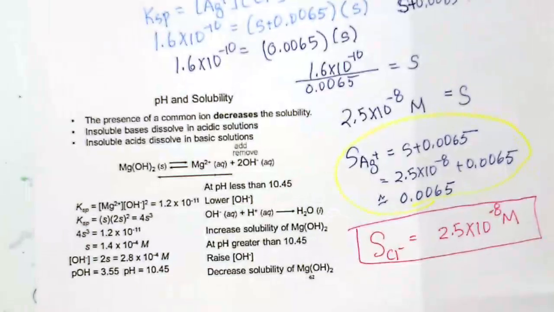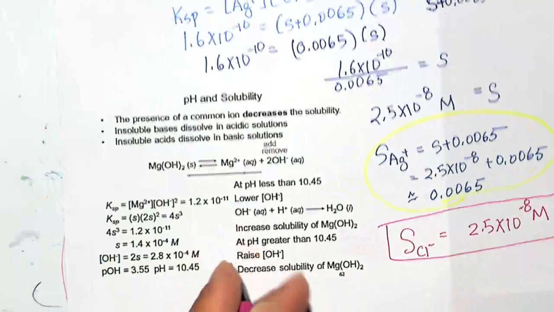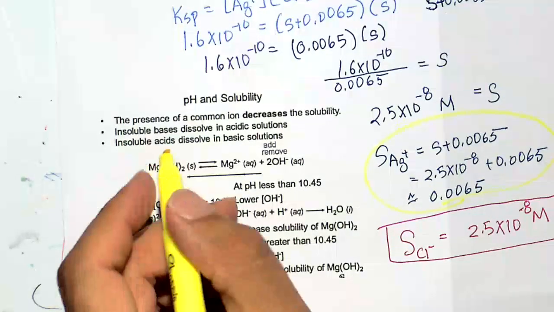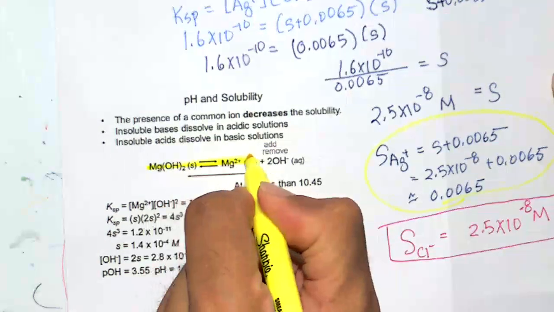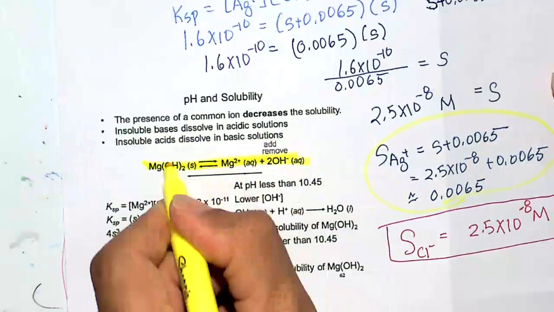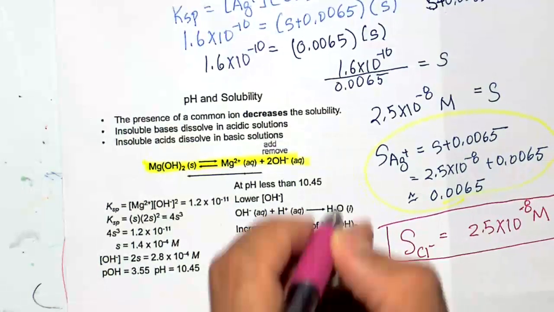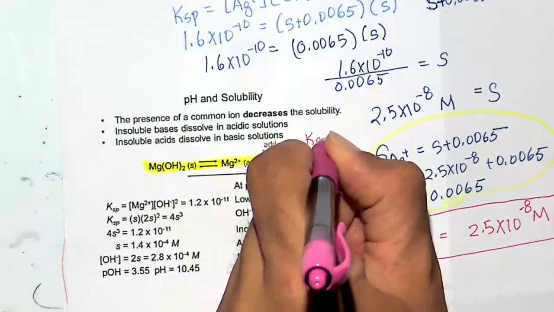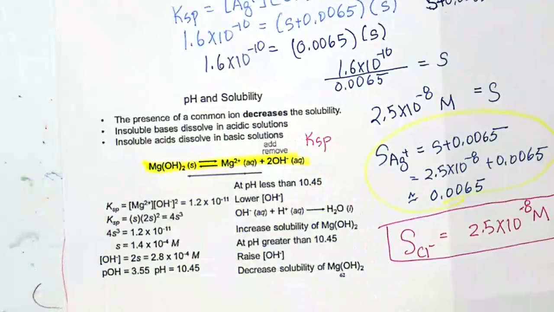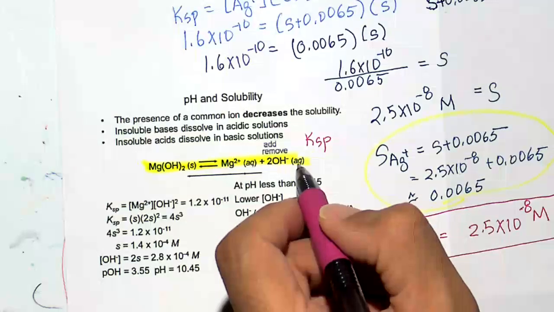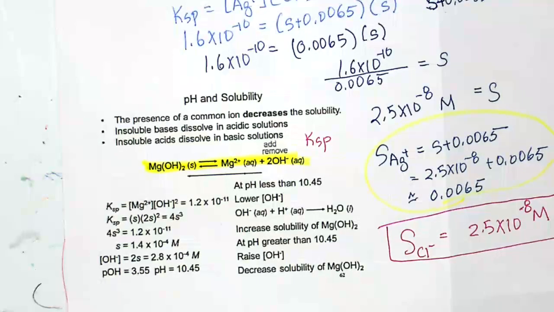All right, our final thing in this chapter, pH and solubility. So I think this is kind of interesting. You may like this. So magnesium hydroxide is a sparingly soluble solid. It has a KSP of, whatever the KSP is. Now, this OH minus, what is OH minus? Is it an acid or a base? It's a base.